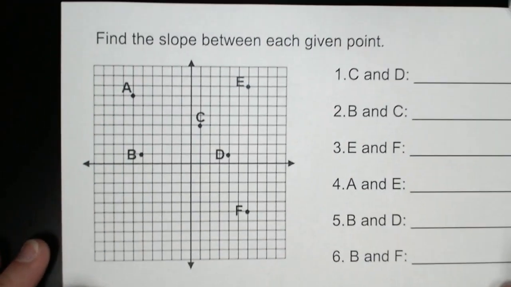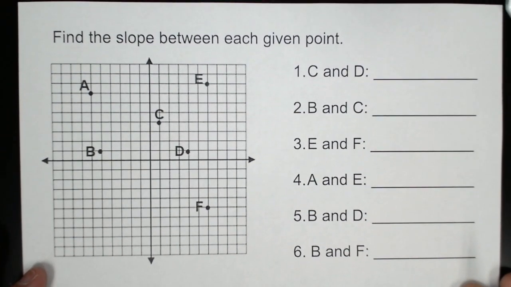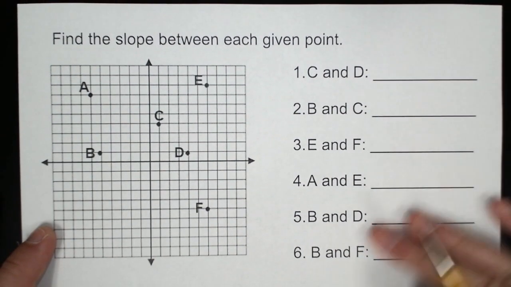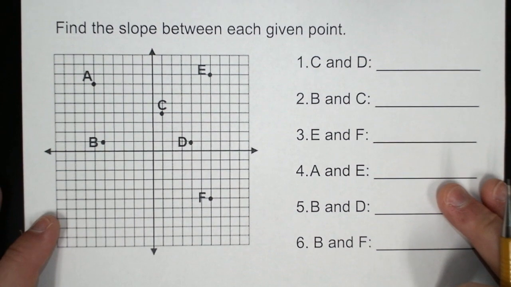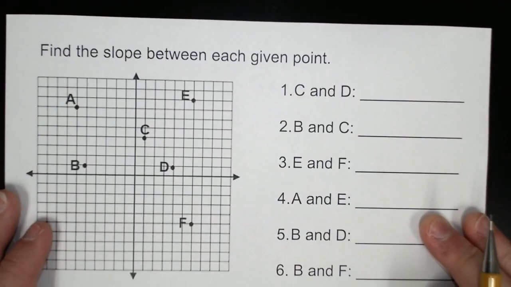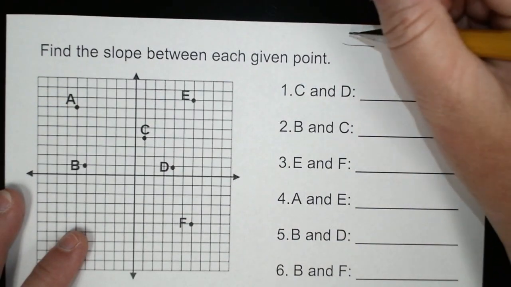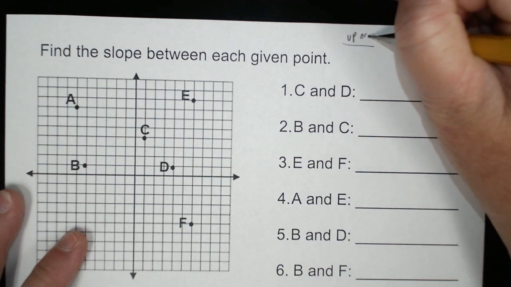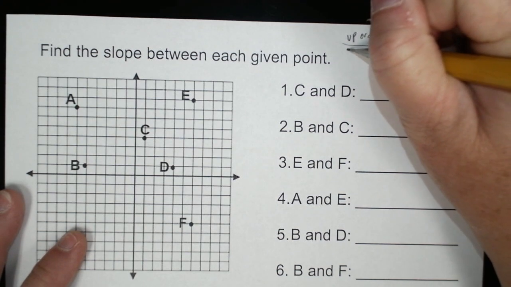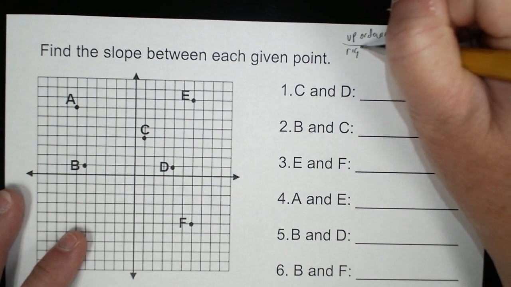No slope is a vertical line. The next thing you're going to have to do is find the slope between given points. When I find slope between given points, my numerator is always up or down, and my denominator is always right.